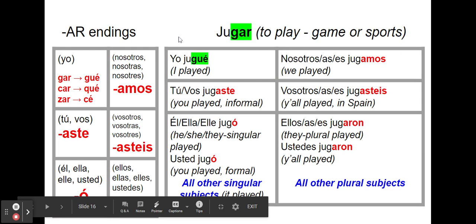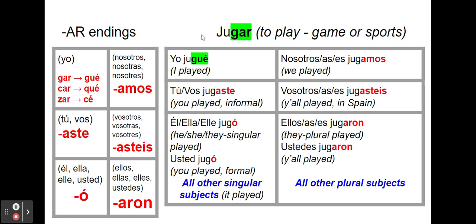Next slide is going through the example of the verb jugar, which is a GAR verb. Jugar means to play, and it's used for games or sports, not instruments. That would be tocar. So jugar is a GAR verb, and I have below on the right all six forms of jugar: jugué, jugaste, jugó, jugamos, jugasteis, and jugaron.